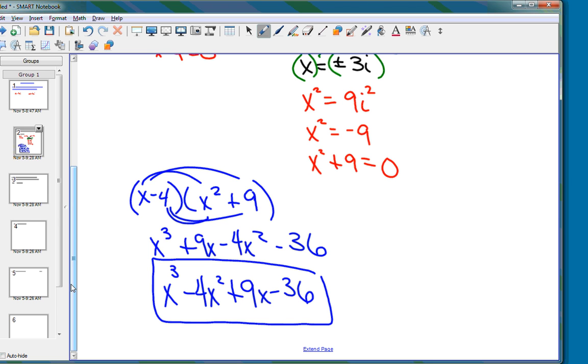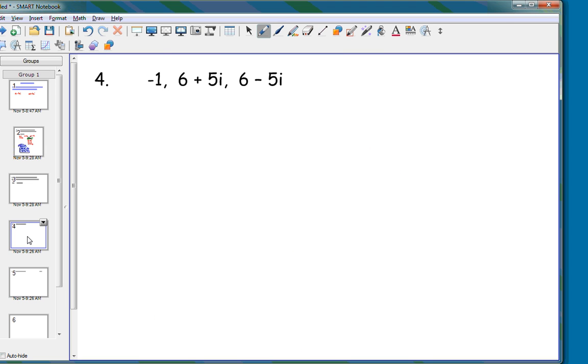That is a polynomial with the roots 4, 3i, and negative 3i. Do we all understand that? Can I move on? Same exact concept, except this time I'm going to have x is equal to negative 1, x is equal to 6 plus 5i, and x is equal to 6 minus 5i.